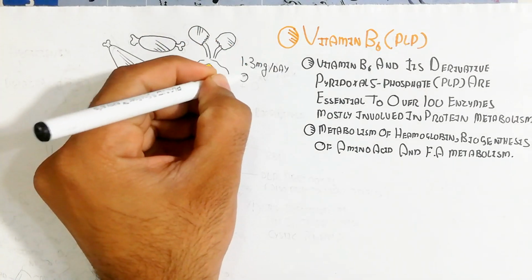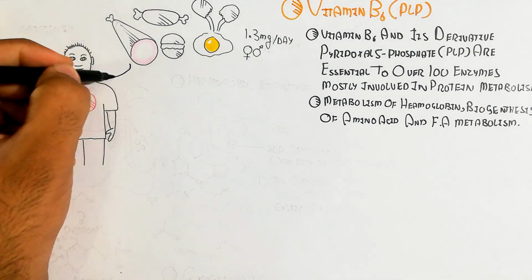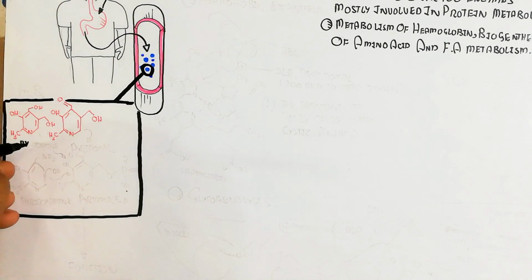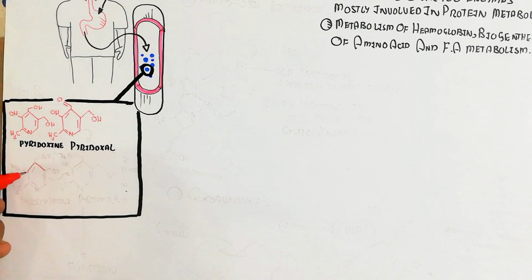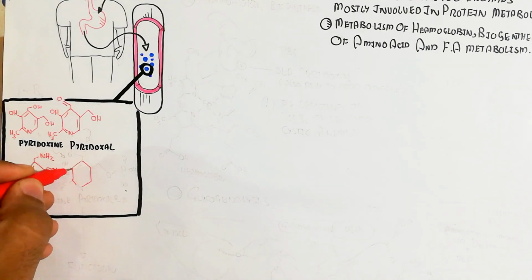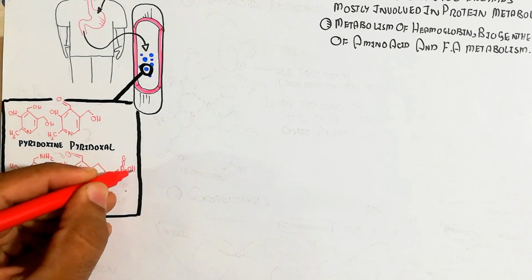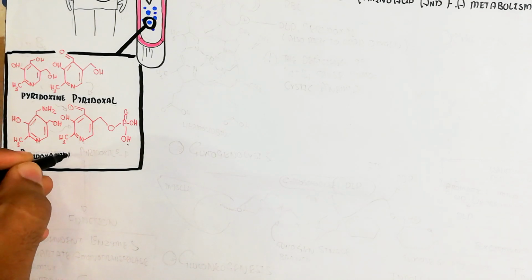It is present in egg, meat, beef, pork, as well as chicken and other foods. 1.3 milligrams per day is required for an individual. After digestion, it is absorbed into the blood circulatory system, and pyridoxal and pyridoxamine are produced, which convert into pyridoxal 5 phosphate, the active vitamin B6, PLP. The function of pyridoxal 5 phosphate we will discuss first.